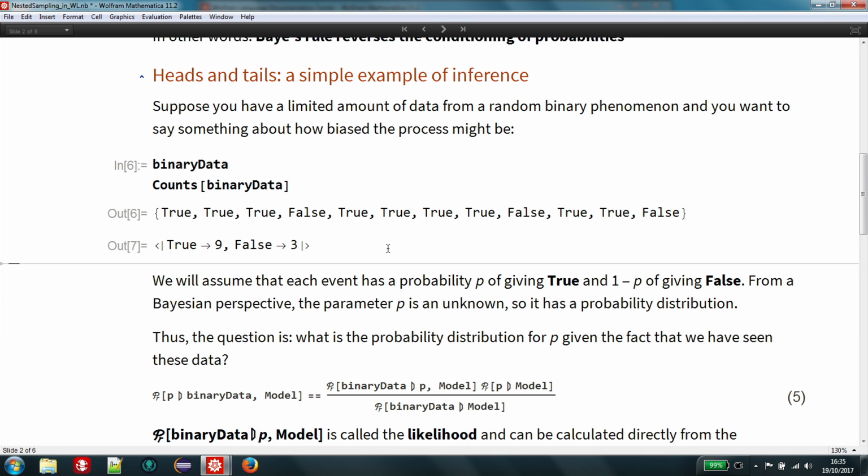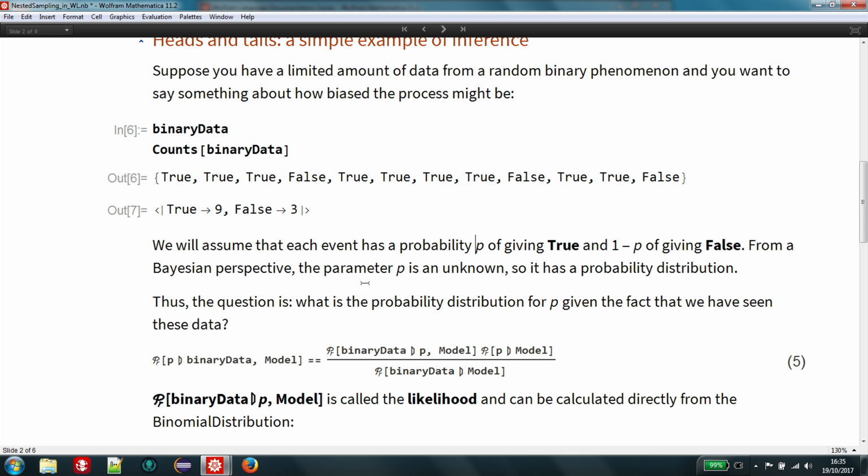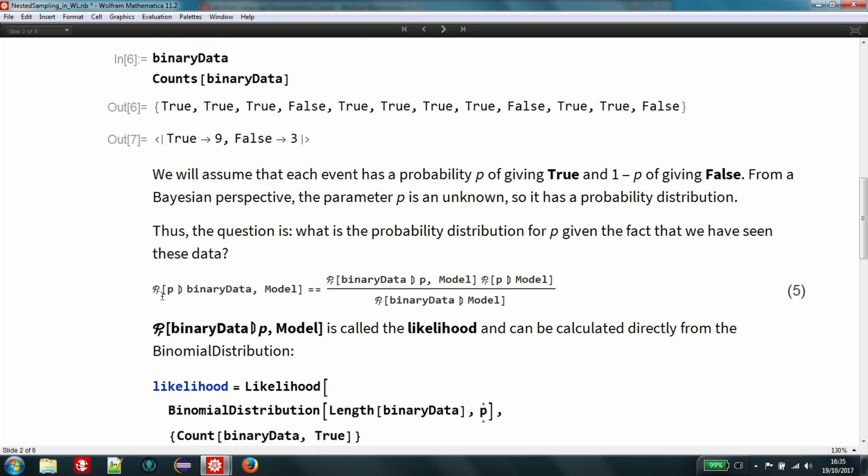So for the moment, we're thinking, okay, this might be independent, and we have a probability of P that we get a true and 1 minus P that we get a false. But we don't know this parameter P, so from a Bayesian perspective, P is an unknown, something that has a probability distribution because it is unknown. So the question then is, what's the probability of this P given the fact that we have this data and the model? The data is the thing we have, that's right here. The model is the thing we're basically assuming for the moment.